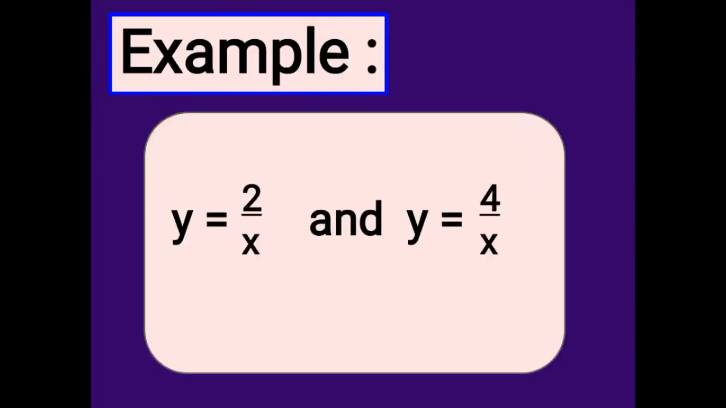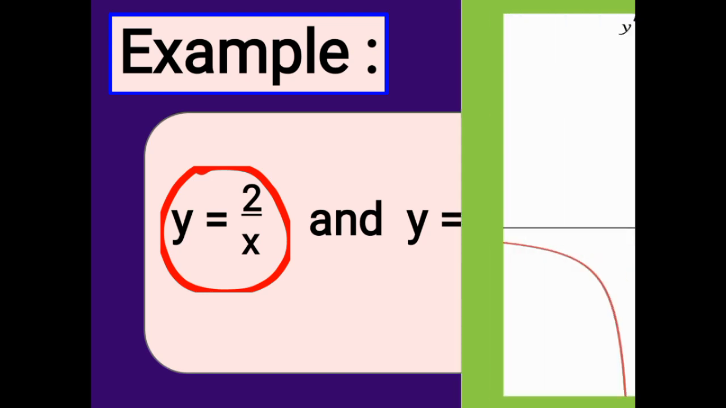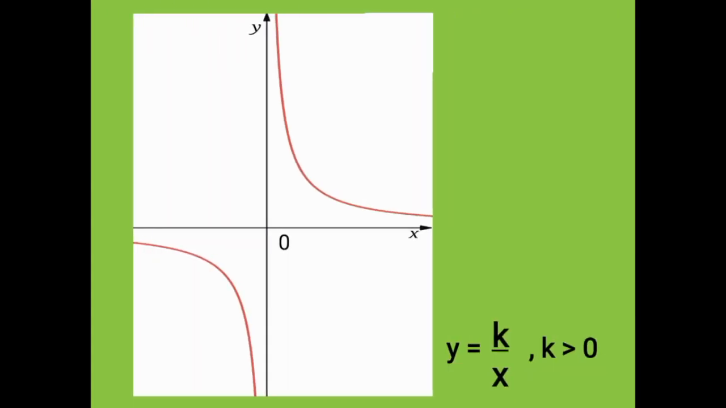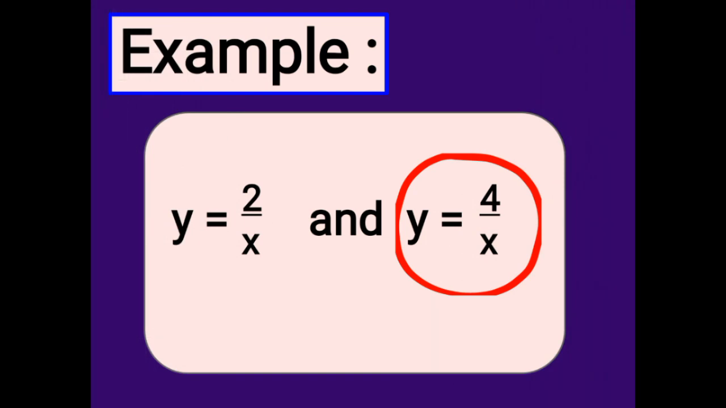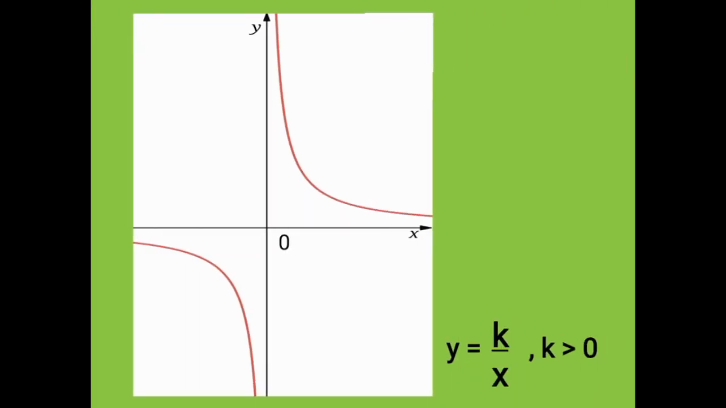On the same axis, sketch the graphs of y equals 2 over x and y equals 4 over x. So first, let's sketch the graph of y equals 2 over x. This is a y equals k over x graph with k greater than 0, so the graph would take a shape like this. Now, if we take y equals 4 over x, this is also a y equals k over x graph with k greater than 0.